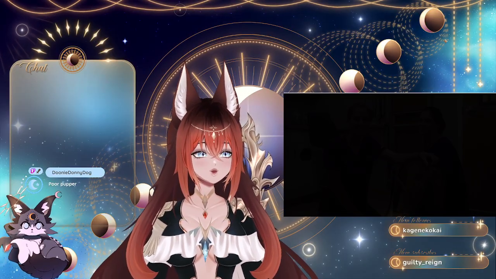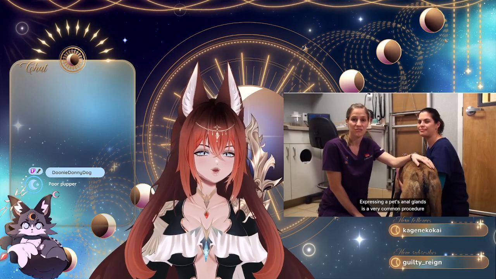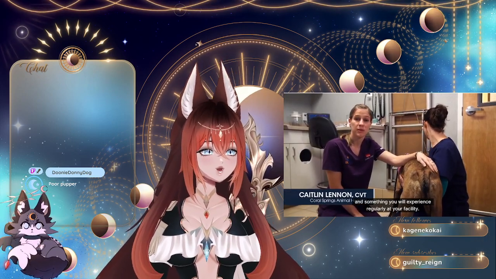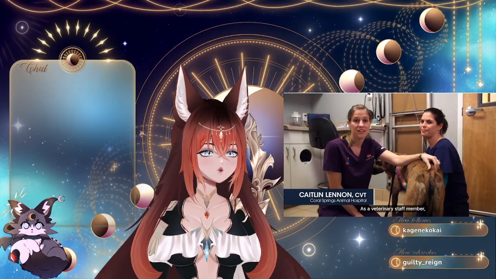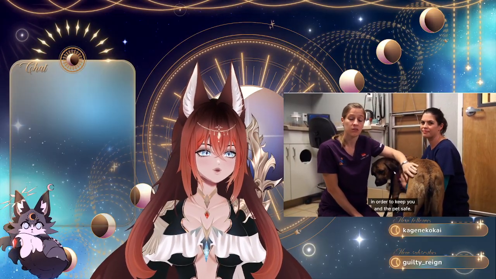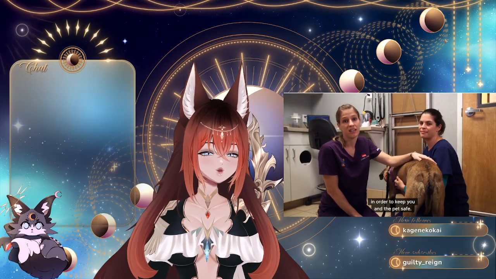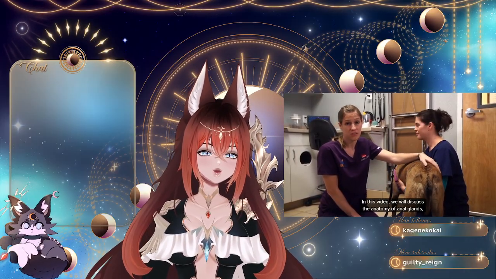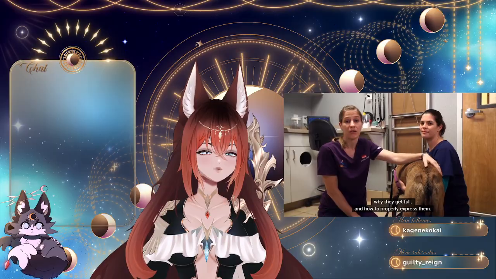And for you, Dinky. Expressing a pet's anal glands is a very common procedure. If you don't want to look at a dog's booty hole, don't look at this. As a veterinary staff member, it is important for you to be able to perform this task efficiently in order to keep you and the pet safe. Expressing the anal glands is so nasty. In this video, we will discuss the anatomy of anal glands, why they get full, and how to properly express them.